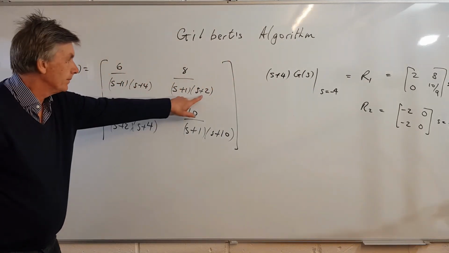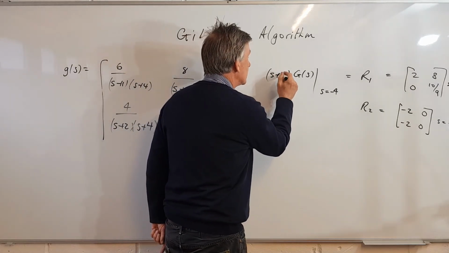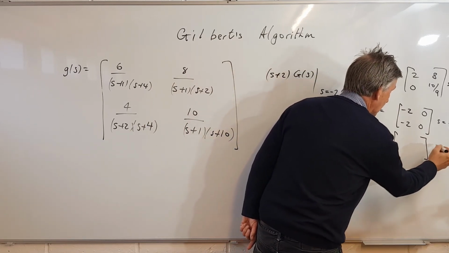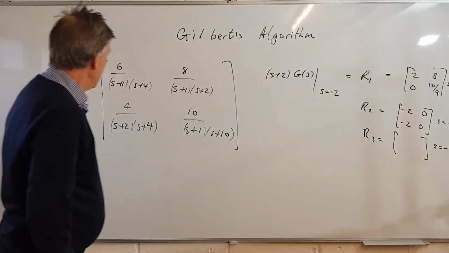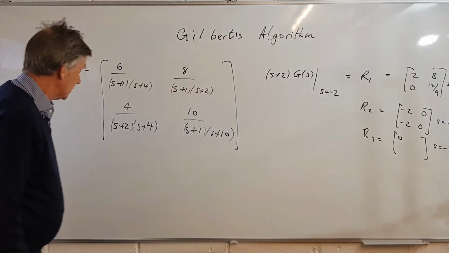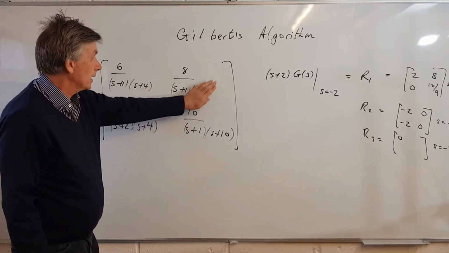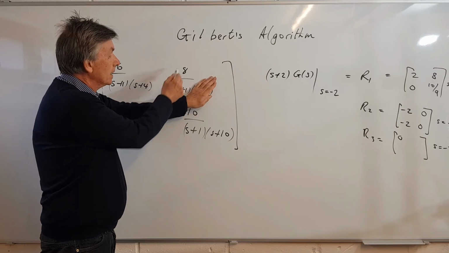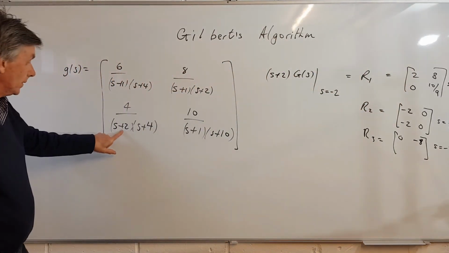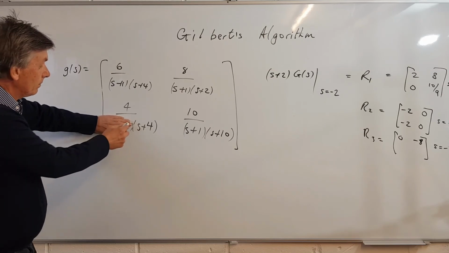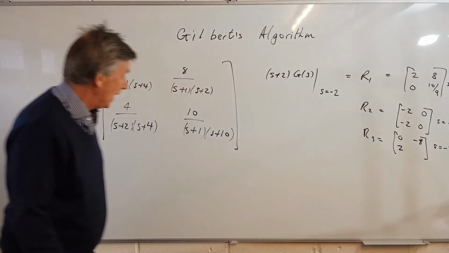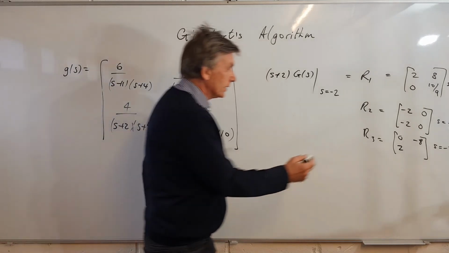So we can now move on to, say, the 2. So we can work out s plus 2 times G(s) evaluated at s is minus 2. This gives R3. So we've got no minus 2s here. Therefore, this is a 0. And we've got a minus 2 here. So if we cover this one up, minus 2 and 1 is minus 1. Minus 1 into 8 goes minus 8. We have a minus 2 here as well, so cover that one up. So minus 2 and 4 is 2. 2 into 4 goes 2. And finally, we haven't got any s plus 2s here. Therefore, that is a 0.